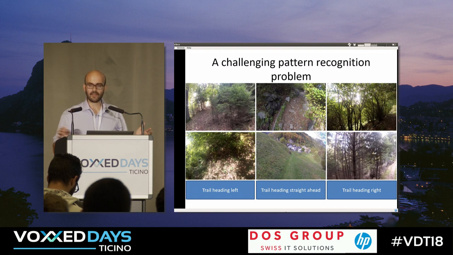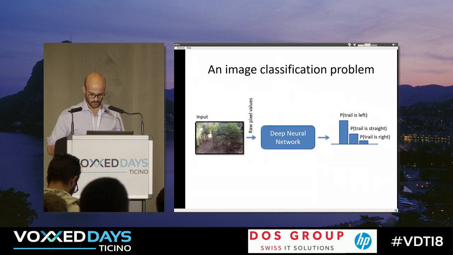And the nice thing is that you can do that exactly with the approach that we have shown now. So we take the image, we train our deep neural network, and it will tell us, instead of rock, paper, scissors, whether the trail is going left, is going straight ahead, or is going to the right.